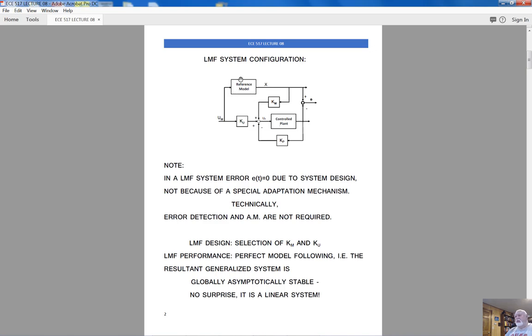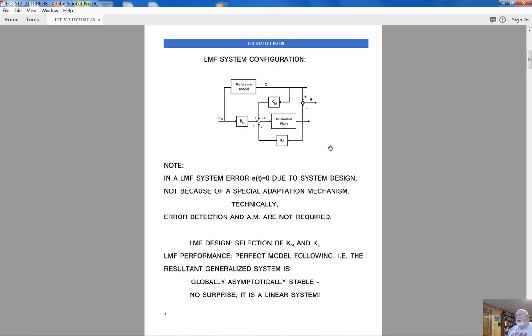Later, we should be able to introduce a different reference model, change matrix KM and KU, and guess what? The system will follow this new reference model. I was told, I'm not sure whether it is an anecdote or a real situation, that it is possible, and it was done more than once, to introduce a reference model that represents the dynamics of the B-52 and create a linear model following system that would force a light aircraft to have the same dynamics as the B-52. And of course, this application seems to be very well justified for training purposes, one way or another.